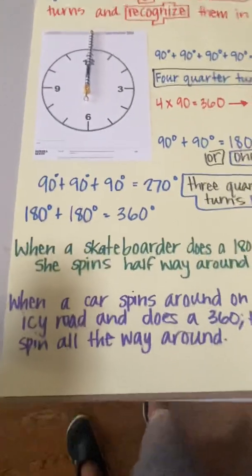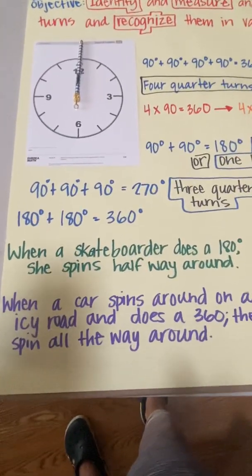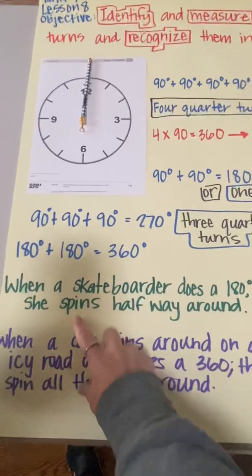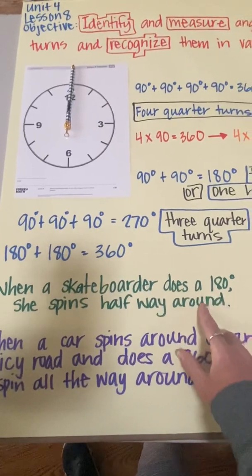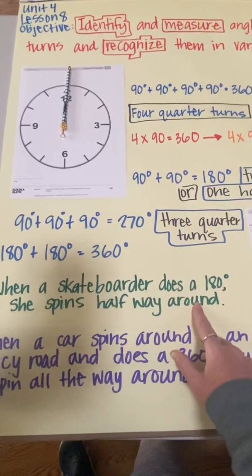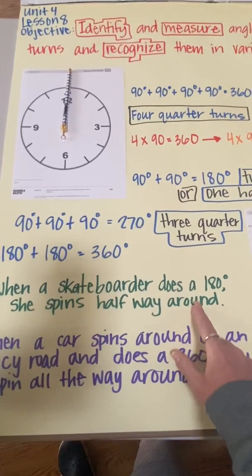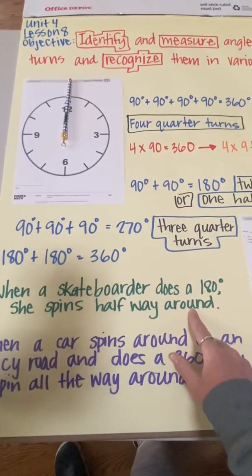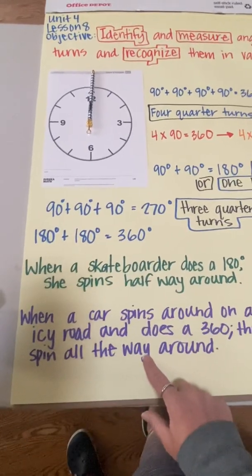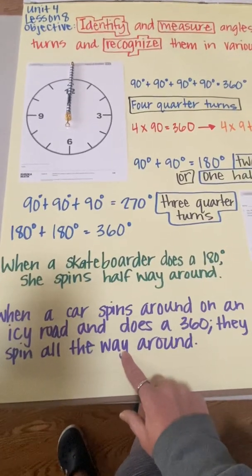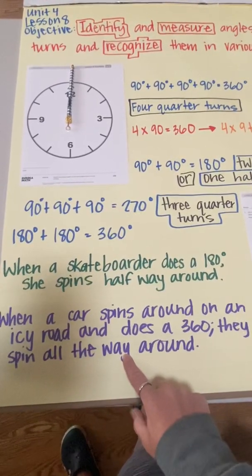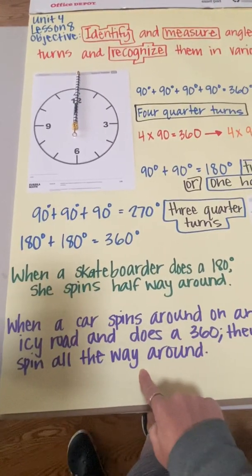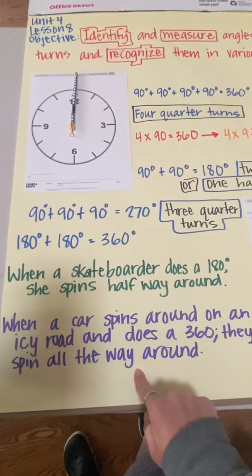Okay. Putting it into another context you might be familiar with, if you skateboard or roller skate or you're on your bike, when you're doing 180 degrees, you're spinning halfway around. So you have a starting point and then you're flipping all the way to your halfway in the opposite direction. Okay? When a car is spinning around on an icy road, it's doing a 360. So it's spinning all the way around in a circle. There's a starting point, and it goes back to that starting point. So beginning and end are the same.